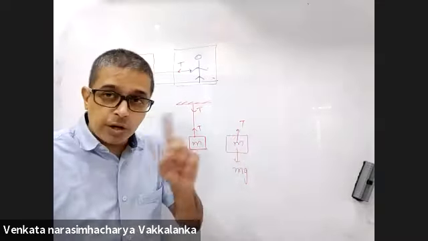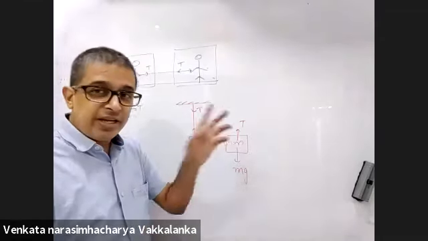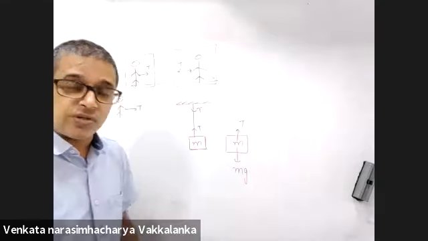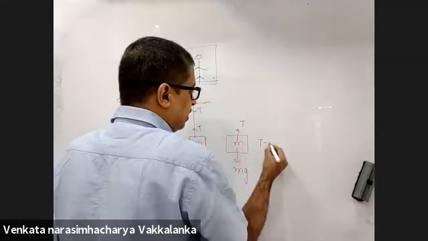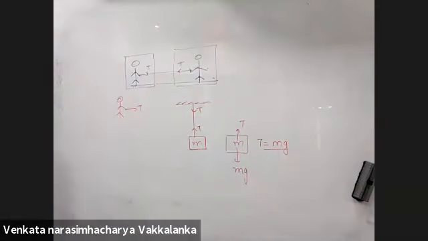Mg and T are not action-reaction pairs. They're two different forces. Incidentally, here tension turns out to be equal to Mg because the block is at rest.